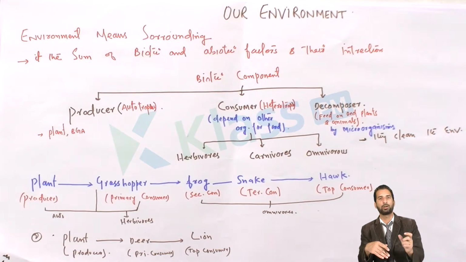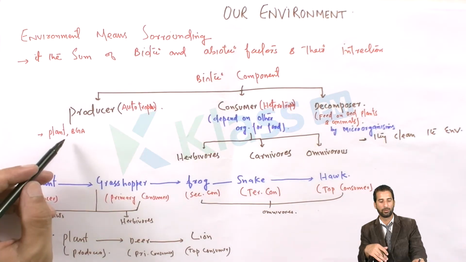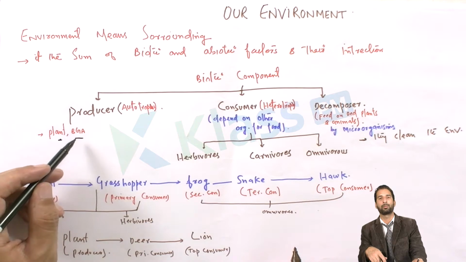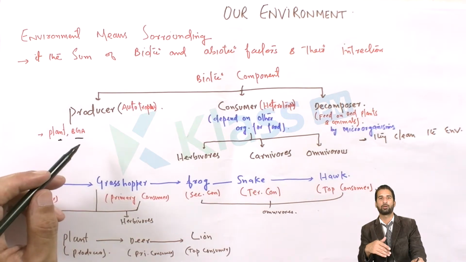Here I am giving only an overview of how autotrophs can synthesize their own food. They can synthesize their own food with the help of photosynthesis. One common example of a producer is plants. Next is blue-green algae, which is also called cyanobacteria.